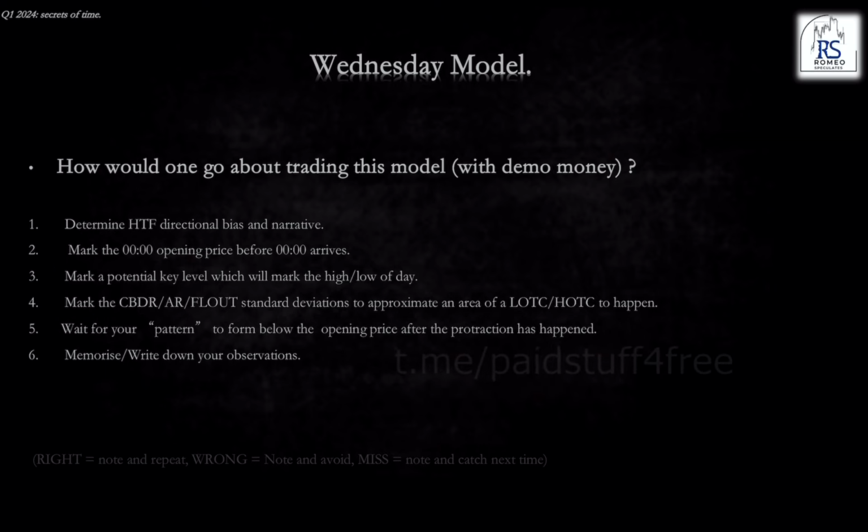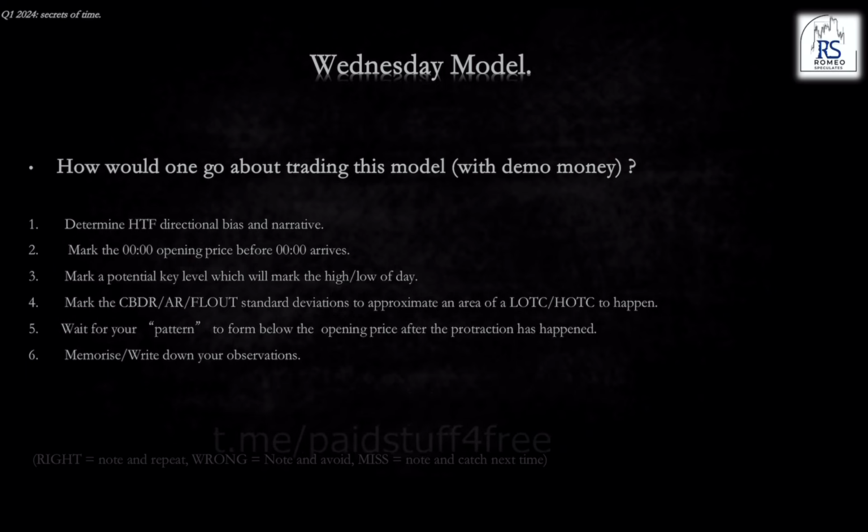Step two, mark out the midnight opening price before opening time, before midnight arrives. Mark a potential key level, which will mark the high or low of the candle you are willing to trade. Mark a liquidity pool. More on this in the upcoming chapters. Mark the CBDR, Asian range, and flout standard deviations to approximate an area for the low or high of the candle to happen. Standard deviations are a good tool, but they are not everything.